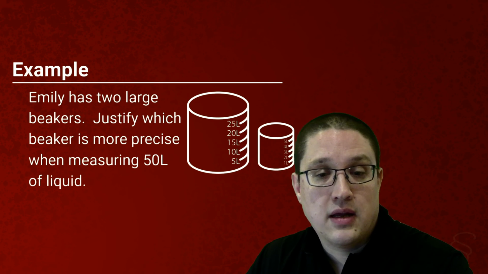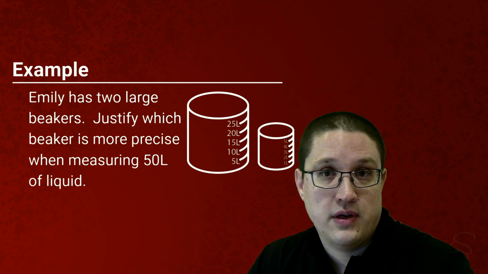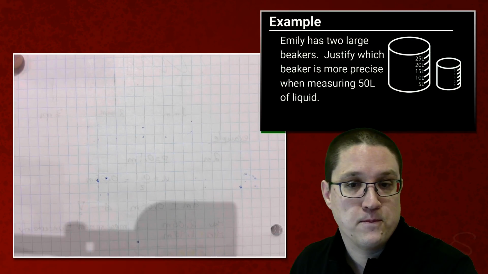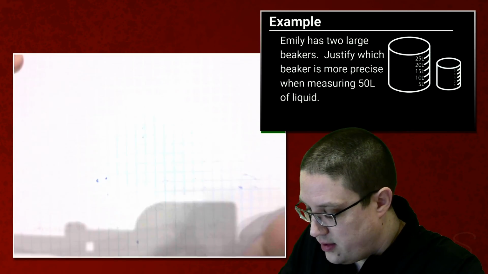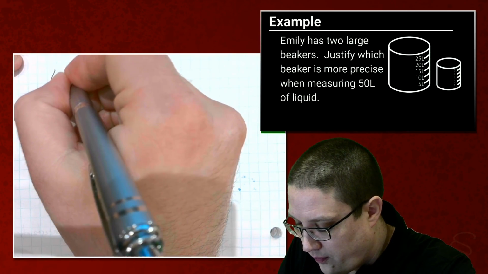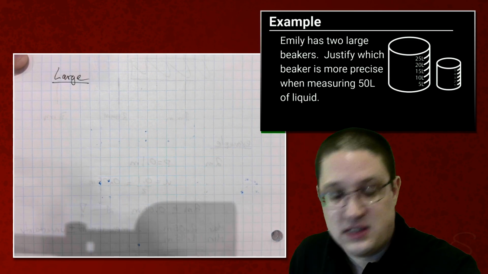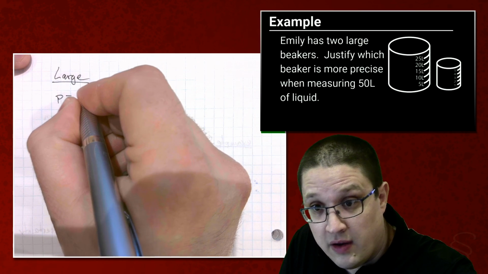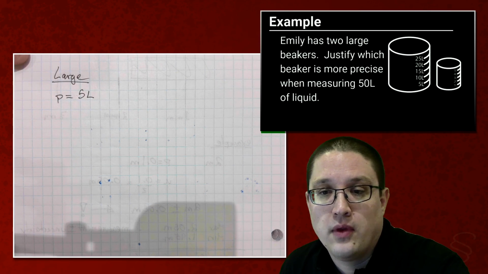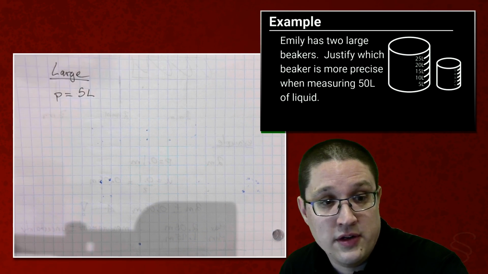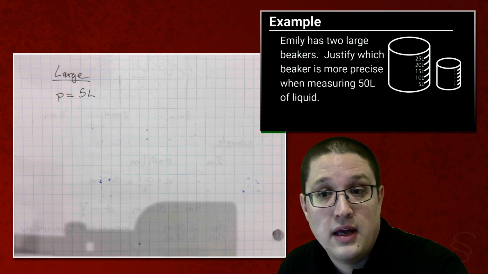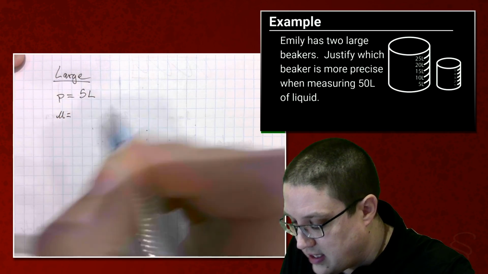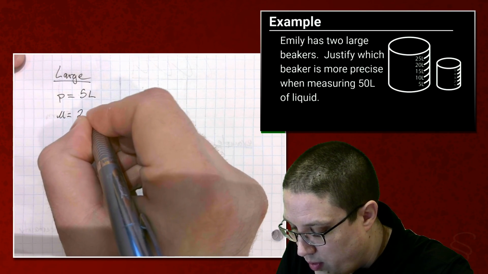Notice that the big container is less precise. So let's take a look at how this would actually work here. If I have the 2 containers, my large container has a precision of 5 liters, because its ticks go up by 5 liters. That means that my uncertainty is half that, which would be 2.5 liters.